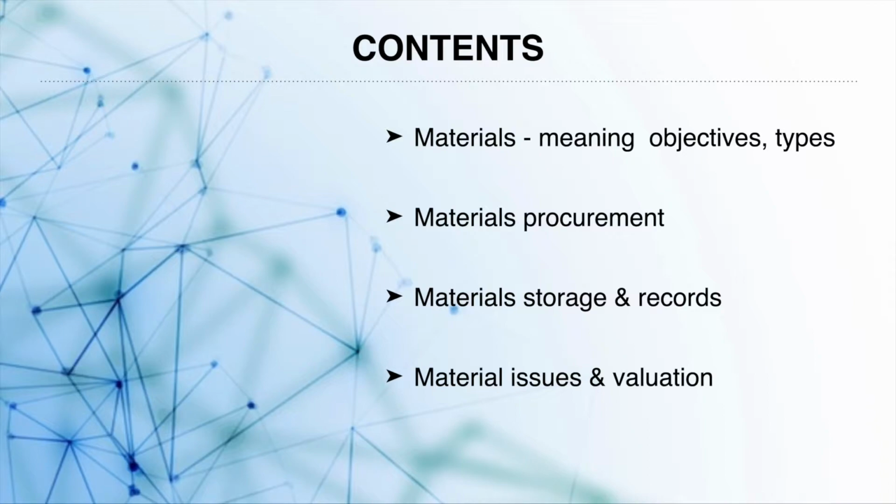That means you as a company, or you as an accounts department, how are you able to purchase the raw materials required for production? At what price are you purchasing, at what quantity, and of what quality? All these questions come under the topic of materials procurement. It cannot be just raw materials, it can be fixed assets, etc. Second, materials storage and records.